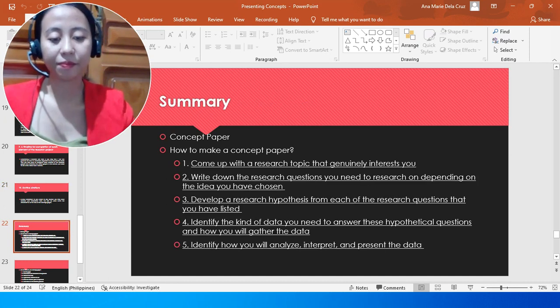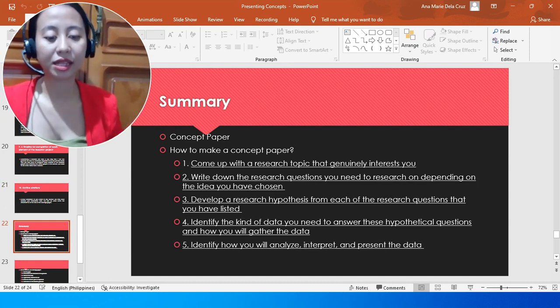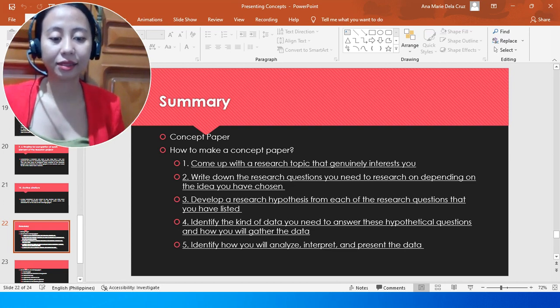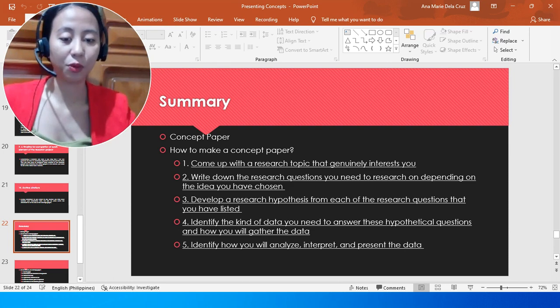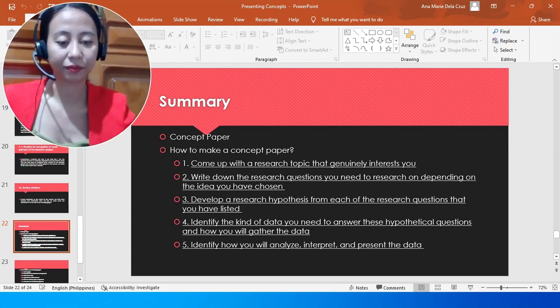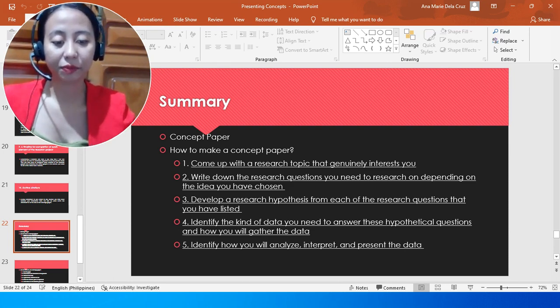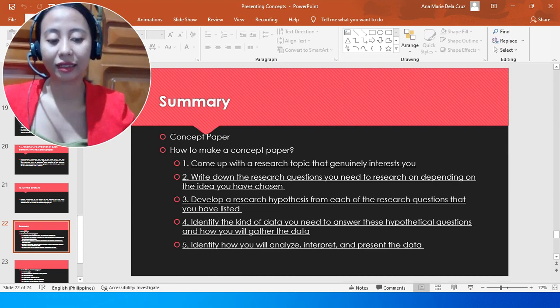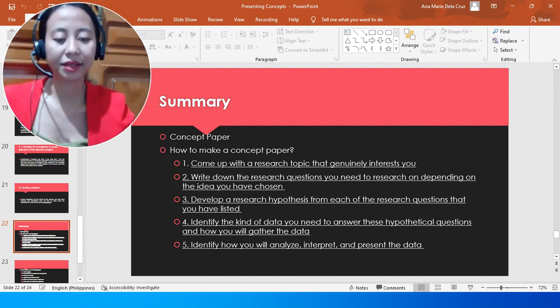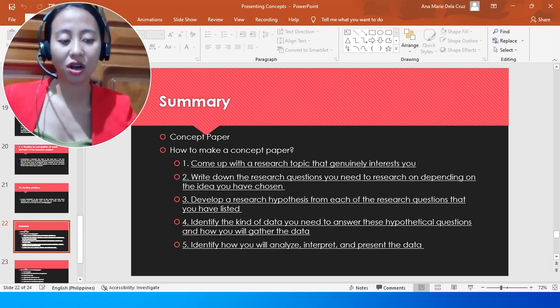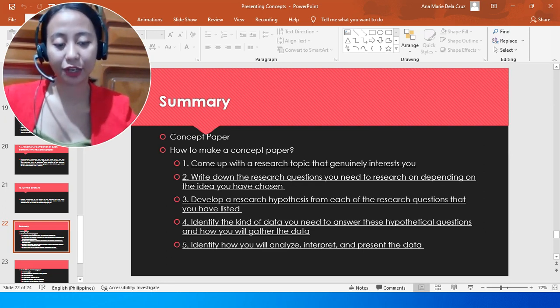To sum it up, we discussed today the concept paper. What is a concept paper? It is the summary of a work or an idea. How to make a concept paper here? First, come up with the research topic that genuinely interests you. Next, write down the research questions you need to research on depending on the idea you have chosen.